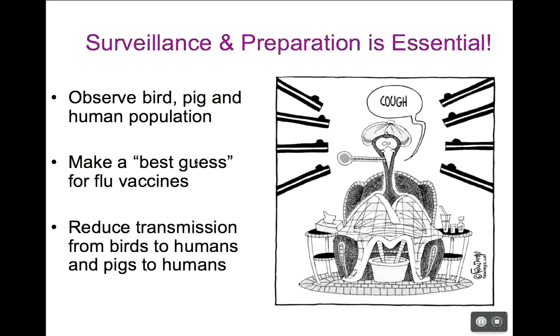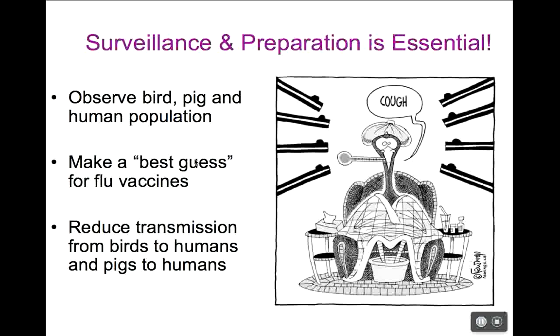The CDC is paying attention to what combinations of H's and N's they're seeing in the bird population, wild bird population. They'll check out pig populations, see what H's and N's are there. Human populations, which H's and N's are seen there. Generally, influenza circles the globe. From North America, it moves into Europe. Usually it moves from Asia into North America, so we'll be paying attention to what's happening in Asia, what kind of strains they're seeing there, because generally influenza moves that way across the globe.